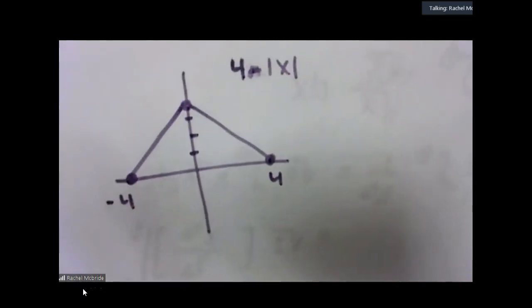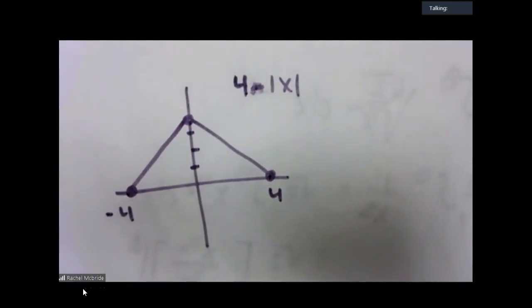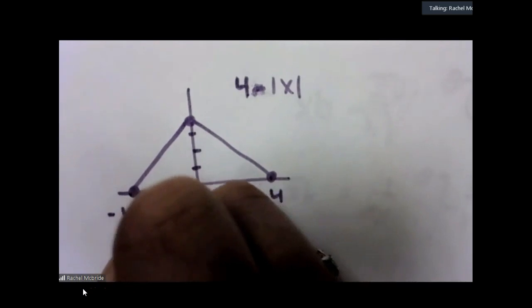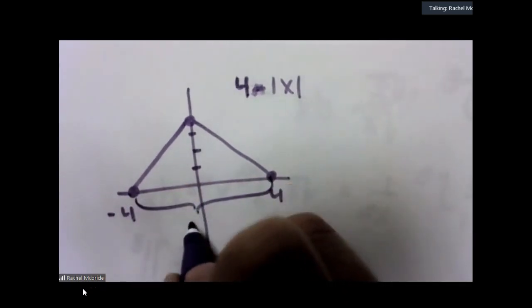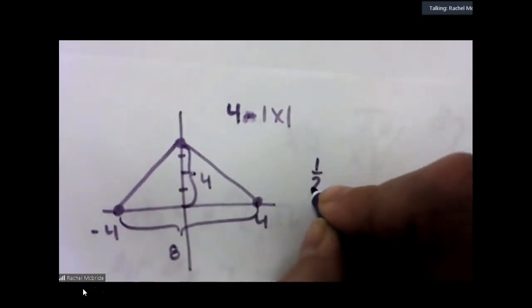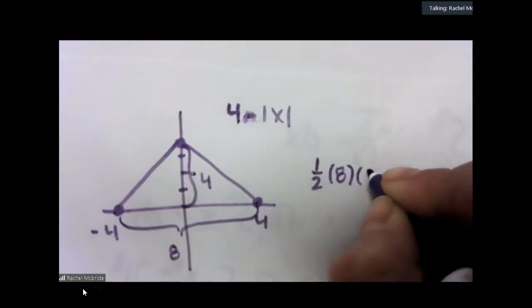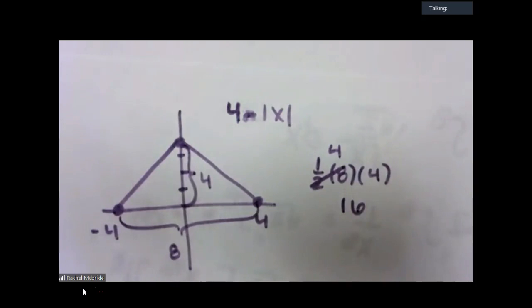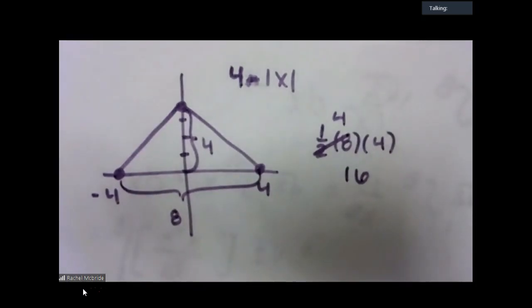What shape does the absolute value graph make? Yeah, it's a triangle. A triangle of base, length, and height. So area of the triangle is 1/2 base times height, which is letter C.